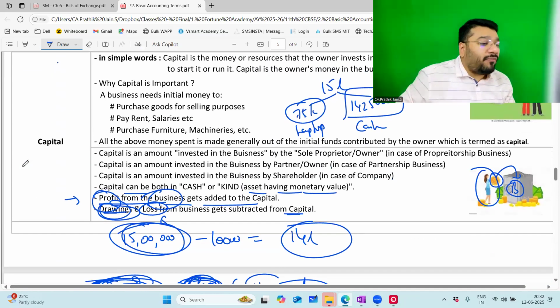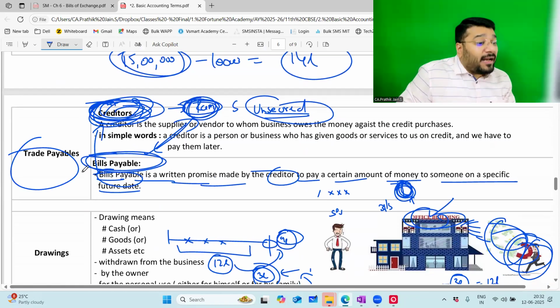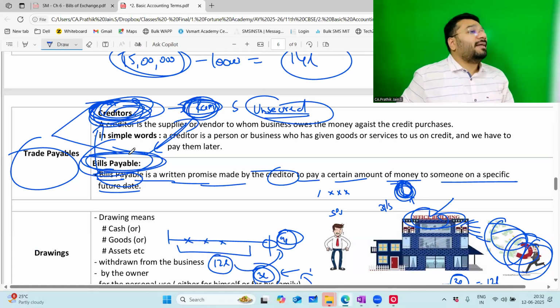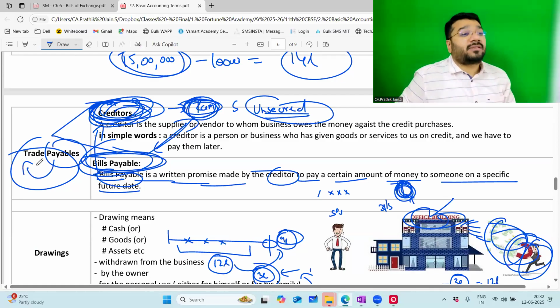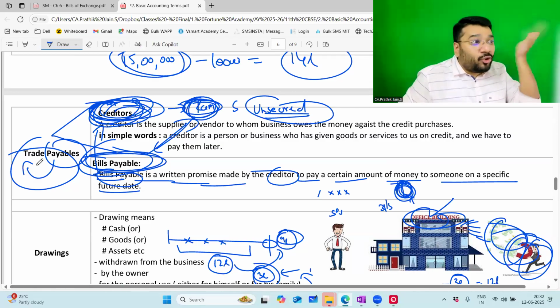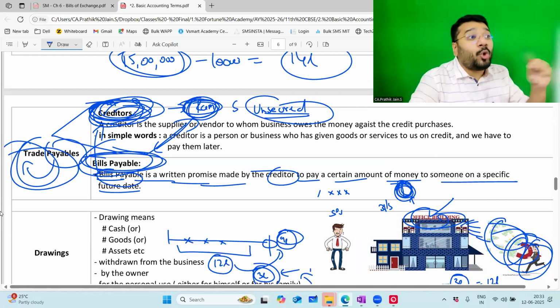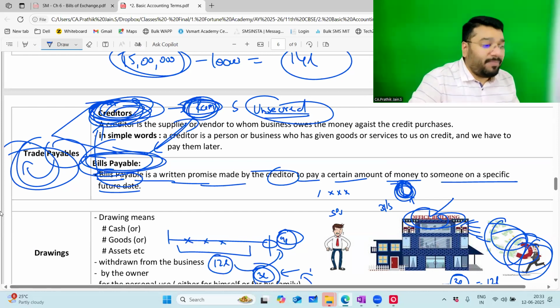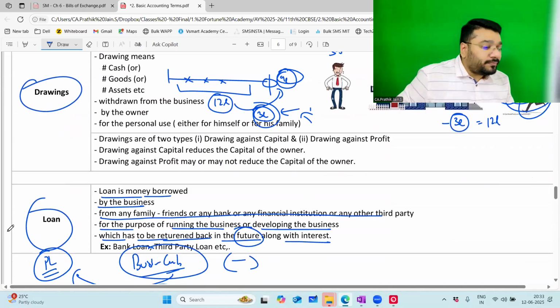Then we discussed what is the meaning of capital. Then we tried to understand what is the meaning of trade payable. Creditor and bills payable both put together is called trade payables. This is the money that I have to pay in my trade process. Goods I buy with intention to sell, so this goods is for trading purpose. So this money is to be paid for traded goods. Therefore this is called trade payables. The money that I have to pay in the due course of business to the creditor is called trade payables. Then we understood what is drawings and then we understood what is loan.